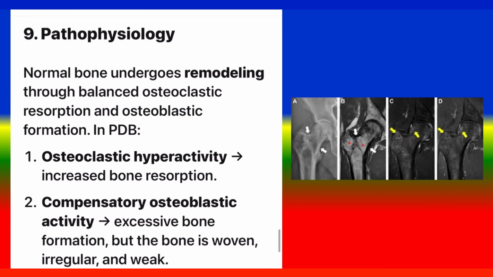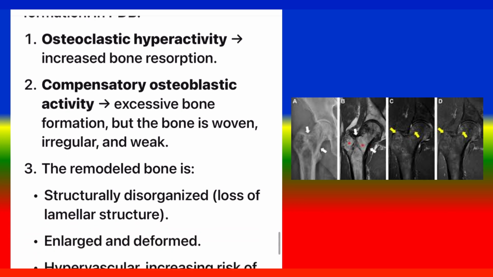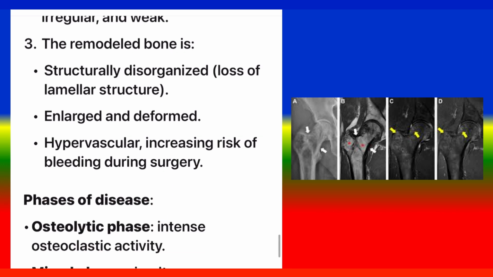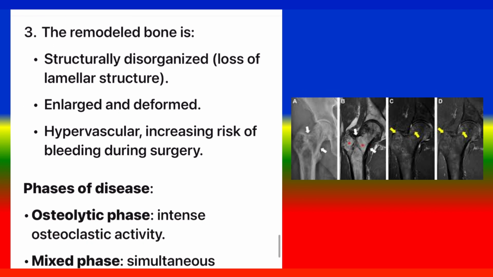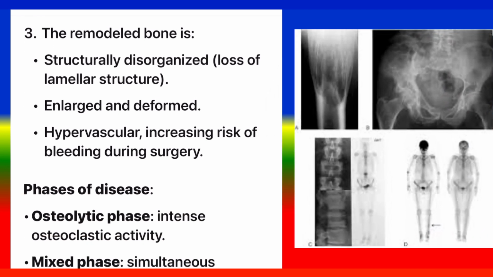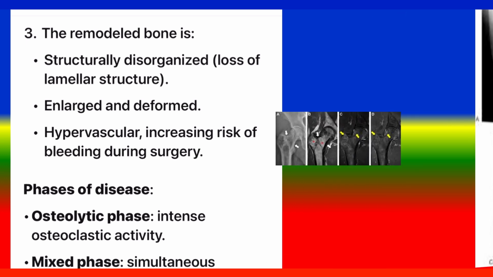9. Pathophysiology. Normal bone undergoes remodeling through balanced osteoclastic resorption and osteoblastic formation. In PDB: 1. Osteoclastic hyperactivity, increased bone resorption. 2. Compensatory osteoblastic activity, excessive bone formation, but the bone is woven, irregular, and weak. 3. The remodeled bone is structurally disorganized, with loss of lamellar structure, enlarged and deformed, hypervascular, increasing risk of bleeding during surgery.